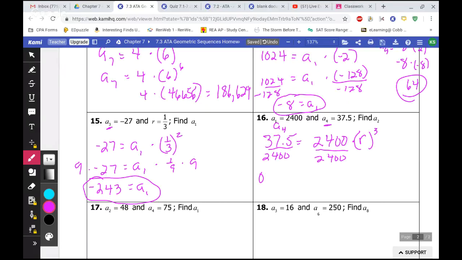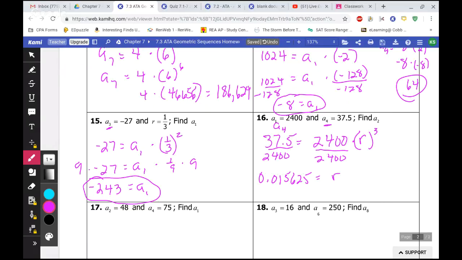37.5 divided by 2400. Okay. I don't know if I can do a cube root. Let me see if I can. Oh, I can. Good. Thank goodness. If I can't do a cube root on this one, does your computer calculator do that stuff? I'm using my phone calculator.